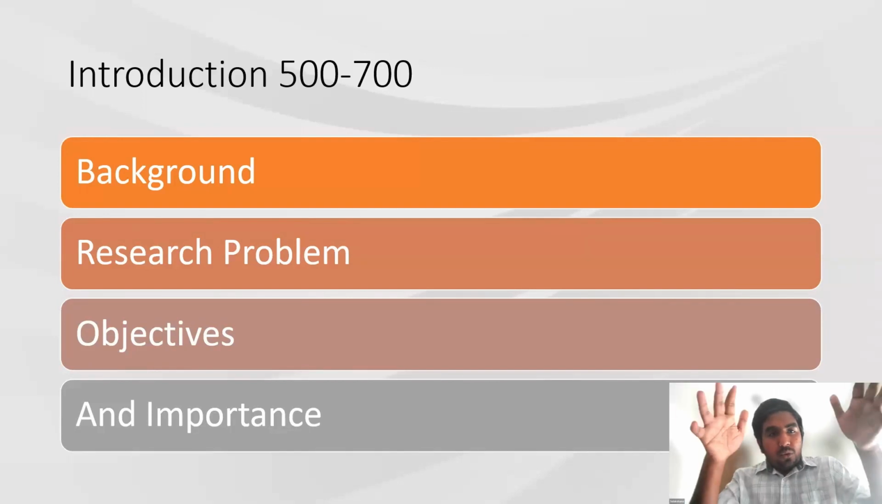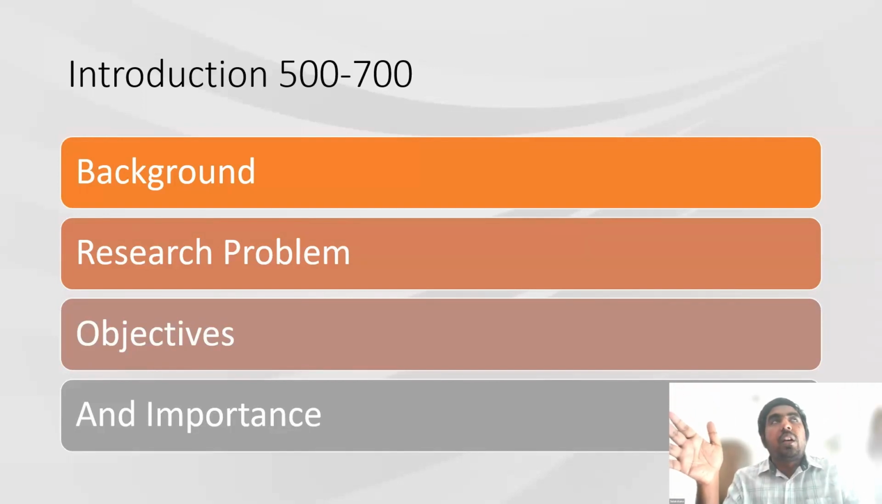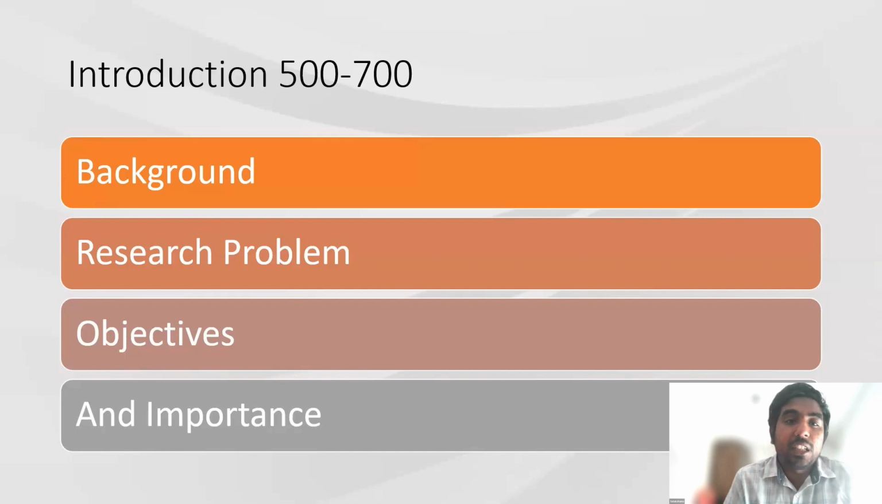And then you talk about the broad area in the background. Then you narrow it down to your research problem. So you state your research problem, what exactly you are investigating in your study, and the objectives of your study, and then why this study is important.